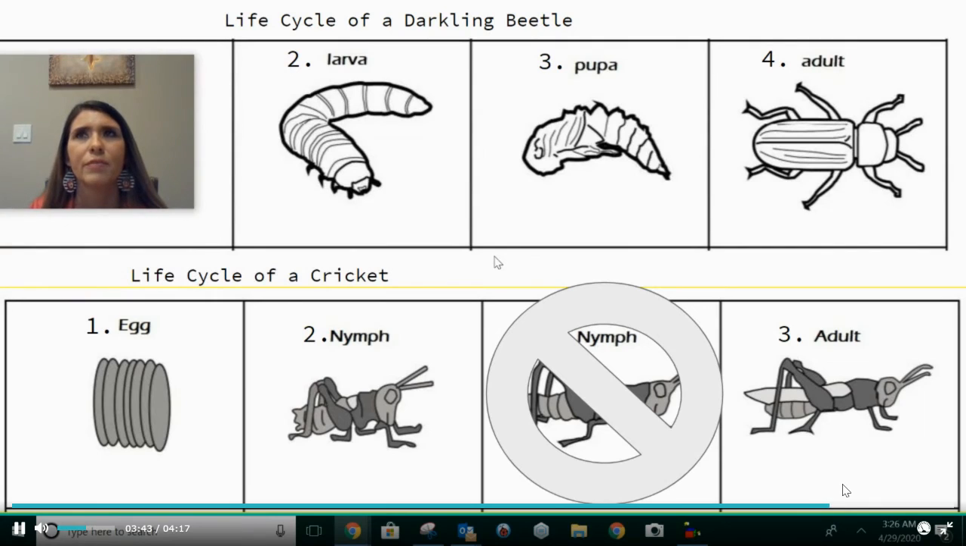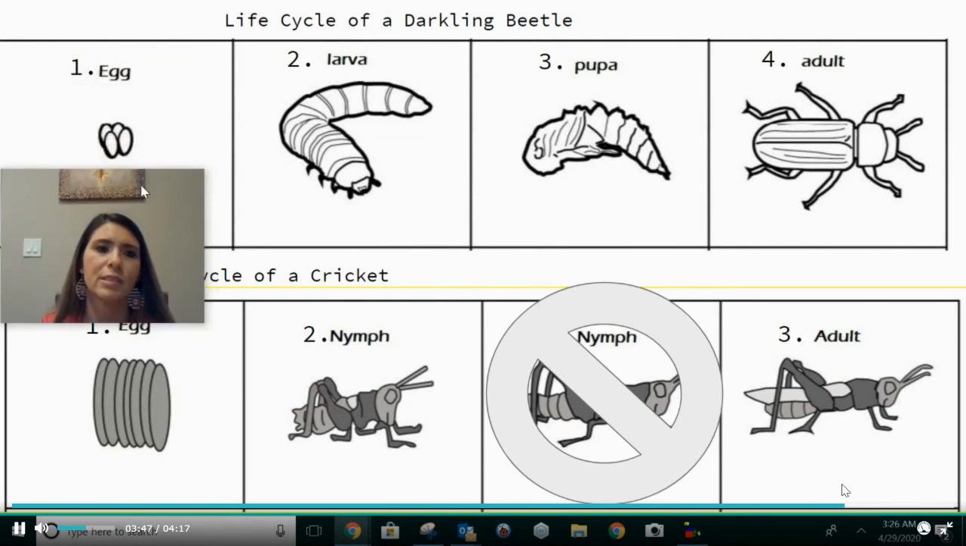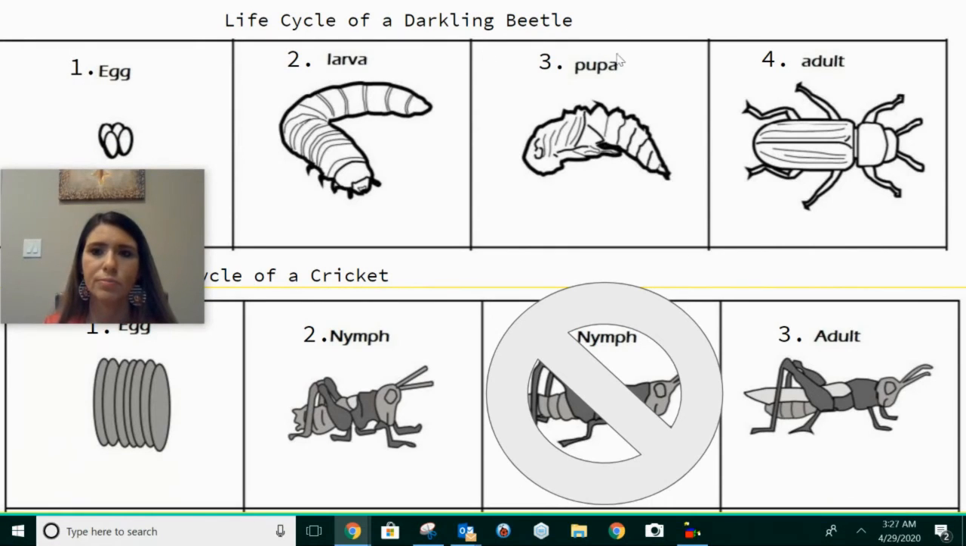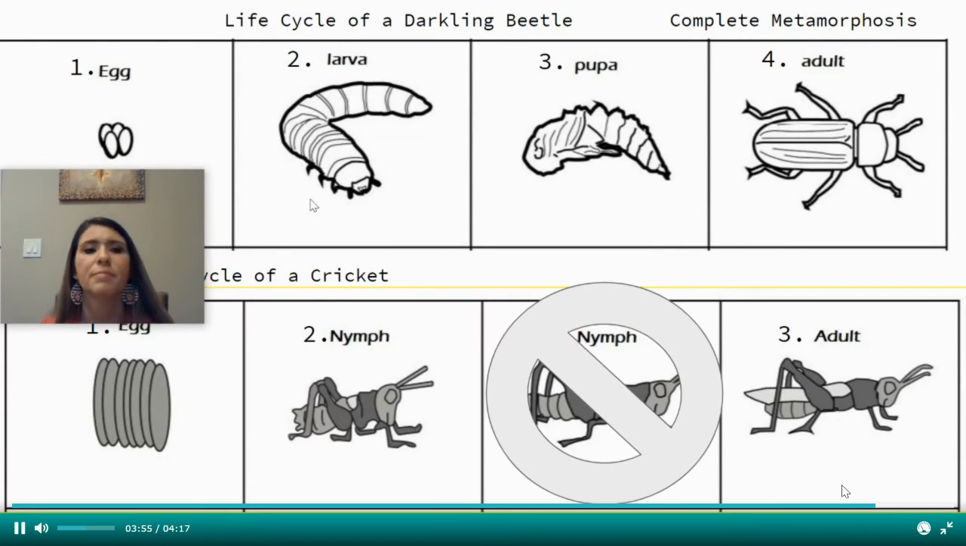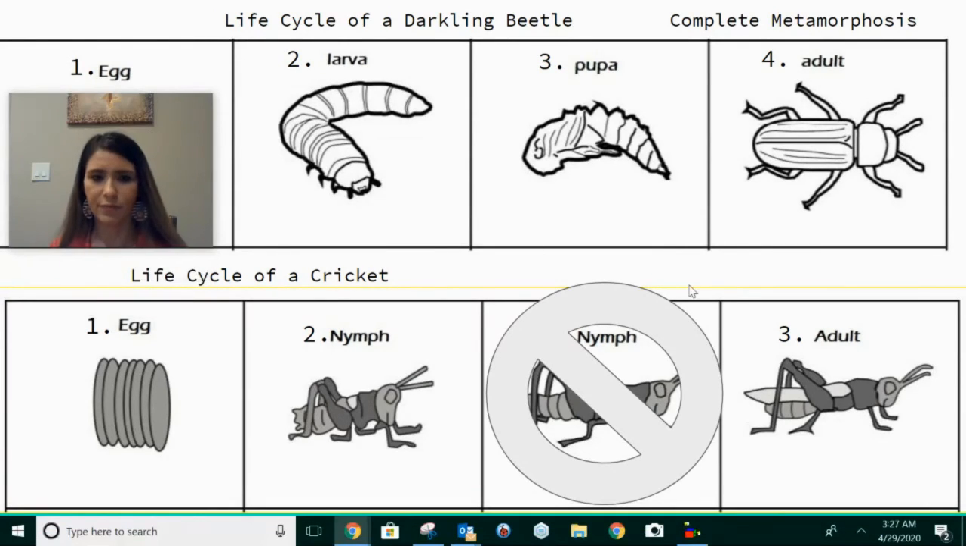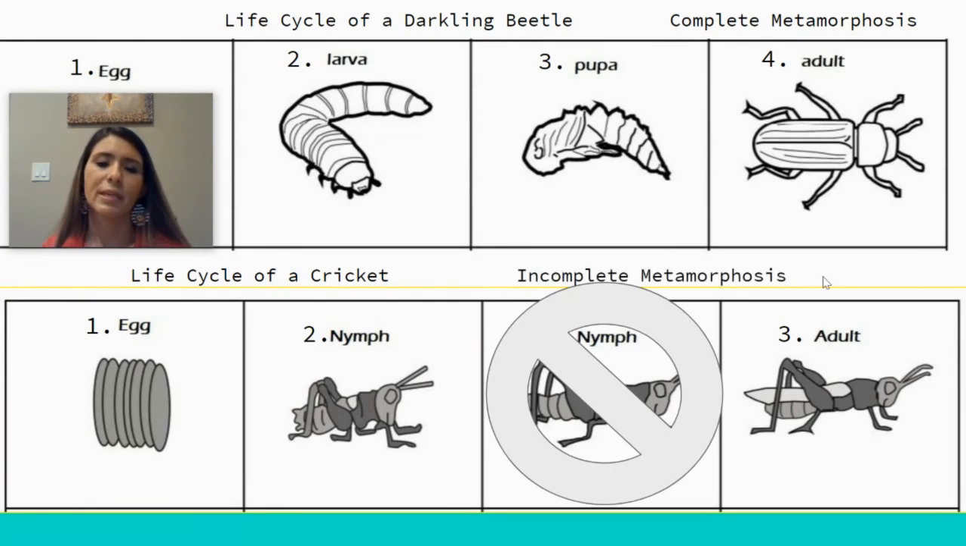What about the different types of metamorphosis? What type of metamorphosis did the darkling beetle go through? You guessed it, it was complete metamorphosis. How about the metamorphosis of the cricket? That's right, it was an incomplete metamorphosis.